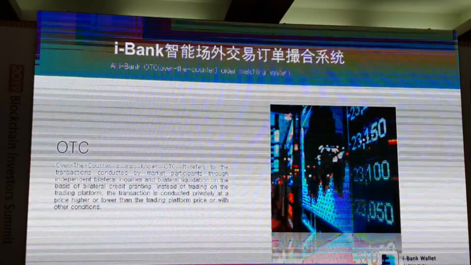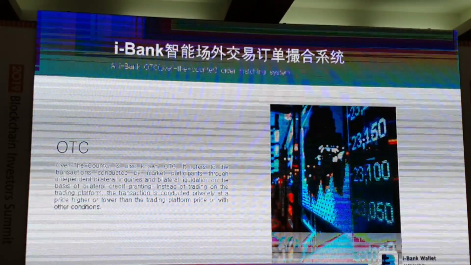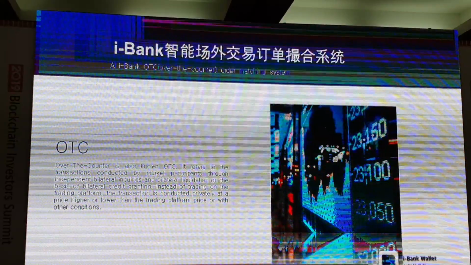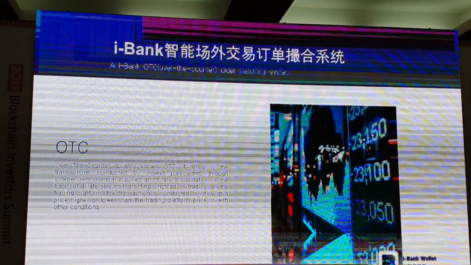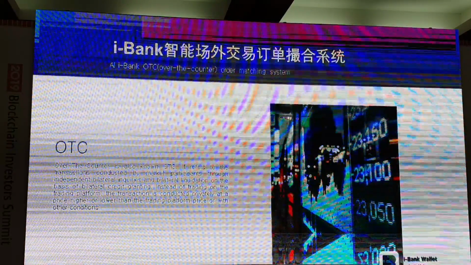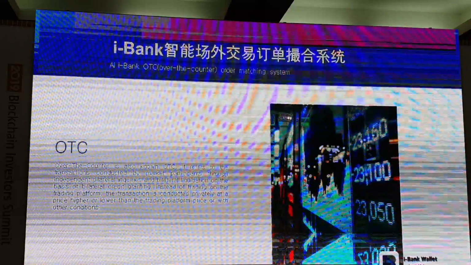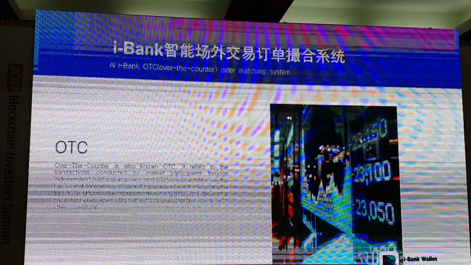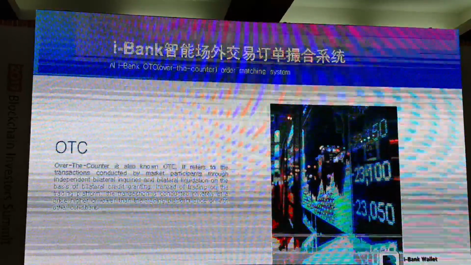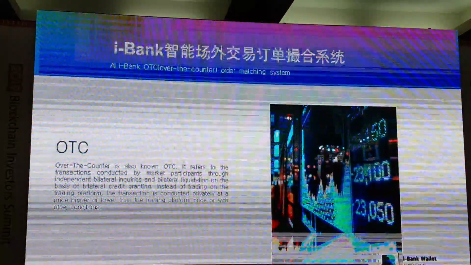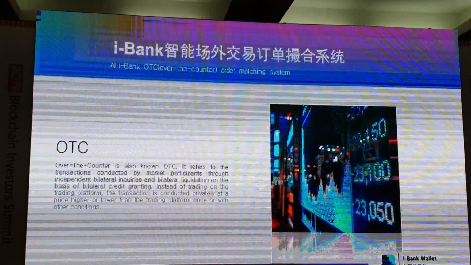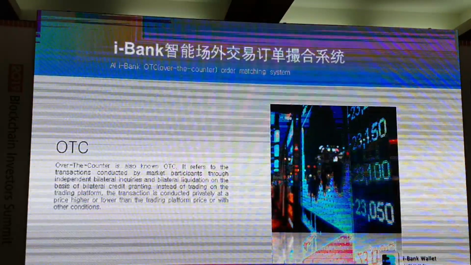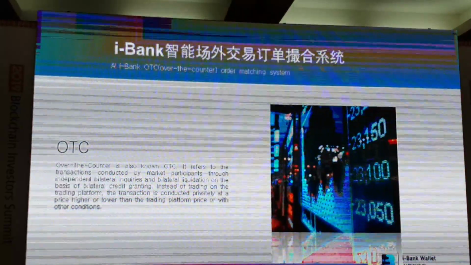OTC, over-the-counter, refers to transactions conducted by market participants through independent bilateral inquiries and bilateral liquidation on the basis of bilateral credit granting. Instead of trading on the trading platform, the transaction is conducted privately at a price higher or lower than the trading platform price, or using other conditions.